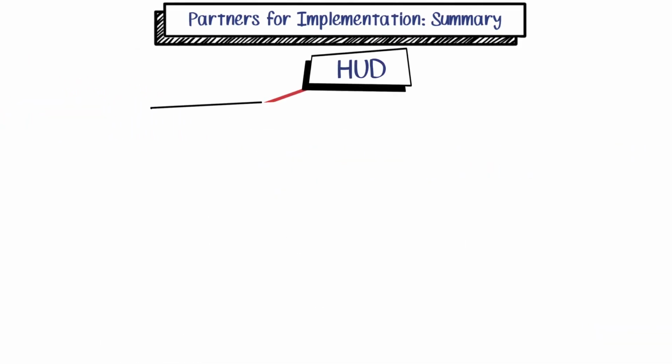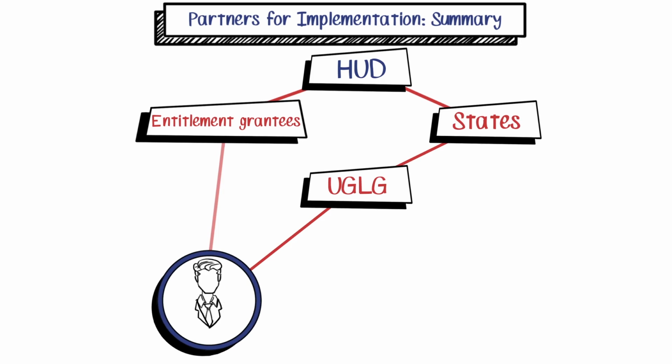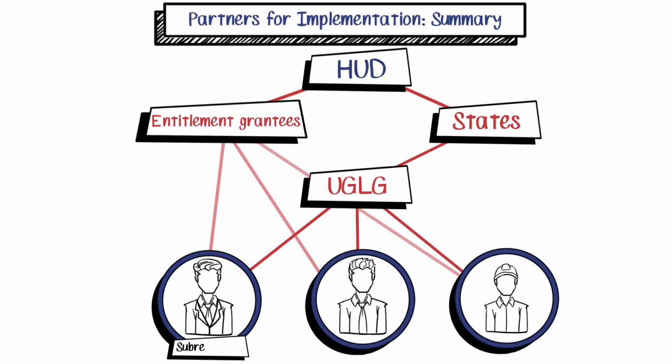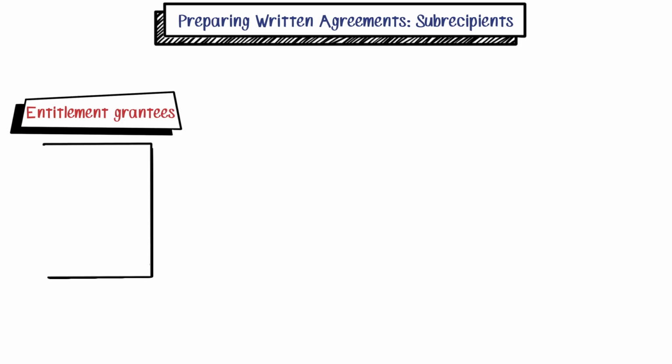HUD provides CDBG funds to entitlement grantees and to states. Entitlement grantees may then provide CDBG funds to support the community development work undertaken by subrecipients, contractors, and developers. HUD also provides CDBG funds to states, who in turn provide CDBG funds to units of general local government that also may provide CDBG funds to support the work of subrecipients, contractors, and developers. However, none of this funding is available until written agreements are executed between each of the parties where CDBG funds will flow. The CDBG regulations include a specific provision outlining the content of agreements between entitlement grantees and their subrecipients.